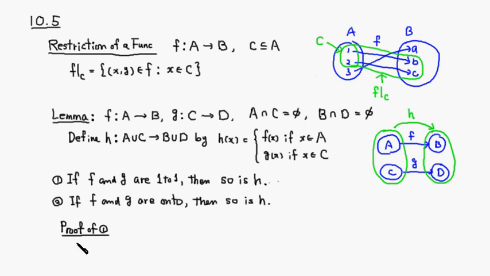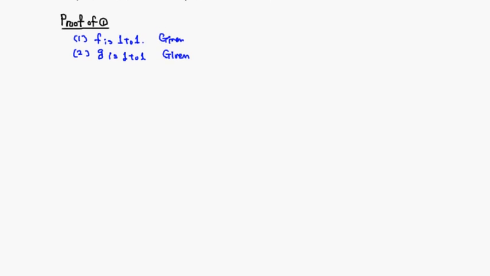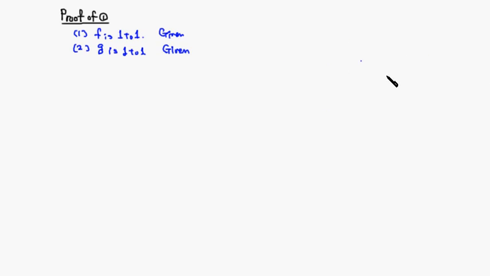We assume, one, that f is 1 to 1. This is given. And two, g is also 1 to 1. This is another given. Let's move up so that we have more room. So let's try to prove that h is 1 to 1.